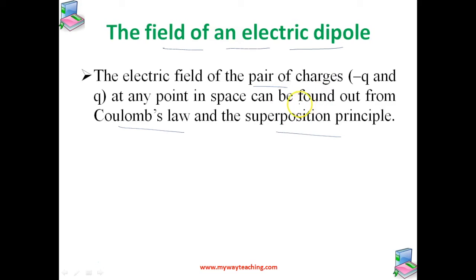See, the results are simple for the following two cases: when the point is on the dipole axis and when it is in the equatorial plane of the dipole, that is, on a plane perpendicular to the dipole axis through its center. But if you consider the electric field at any general point P, that is obtained by adding the electric field due to charge minus q and the electric field due to charge plus q by the parallelogram law. Then only we will get the electric field at any general point P.